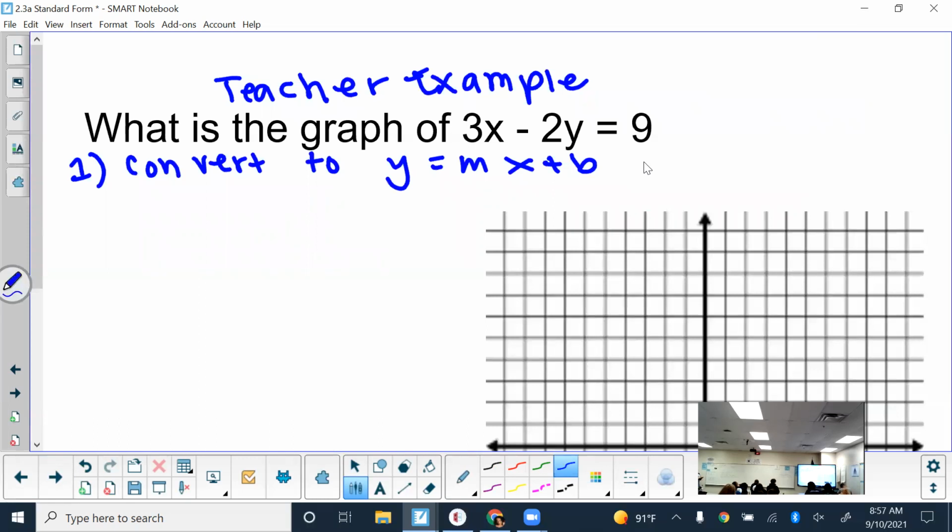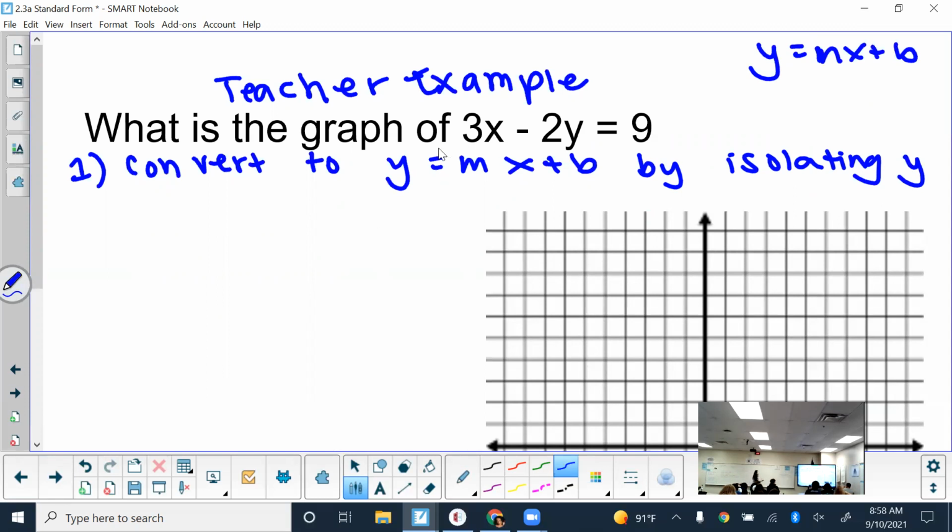And if you want to add this part, by isolating y. Because what's by itself in slope-intercept form? The y. So what we need to do here is get the y by itself. To get the y by itself, what do I need to move first? The 3x or the 2? 3x, always move what's farthest from it. So how do I get that to be 0? Subtract it from each side.